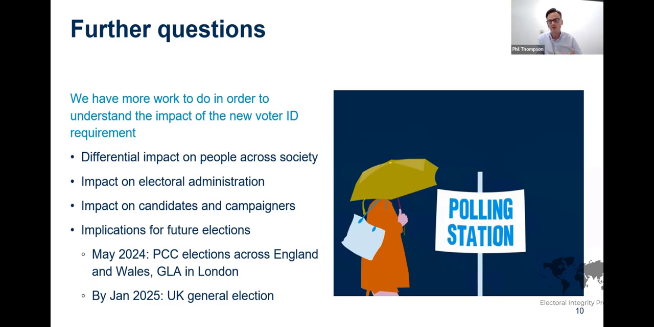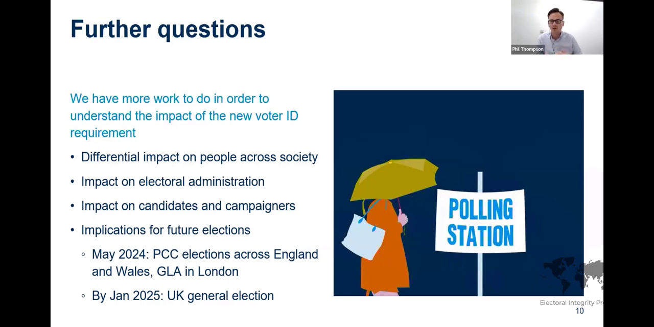So in particular, returning officers and electoral administrators about their experience of administering and implementing this as a requirement, but also civil society organizations, both ones that we work with, but also anyone who's working in the field of supporting different groups in society to register and to vote. And we want to understand what their experience was in terms of their members and their customers and what barriers they faced. And that's going to be particularly important for getting under the skin a bit more of that differential impact point that I mentioned before.